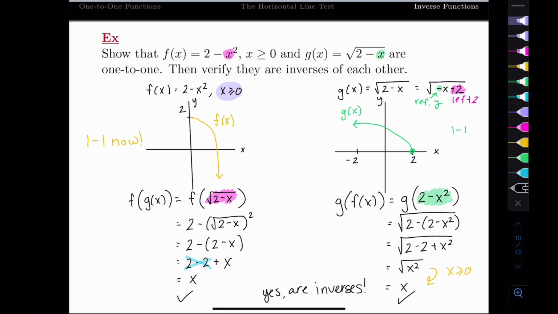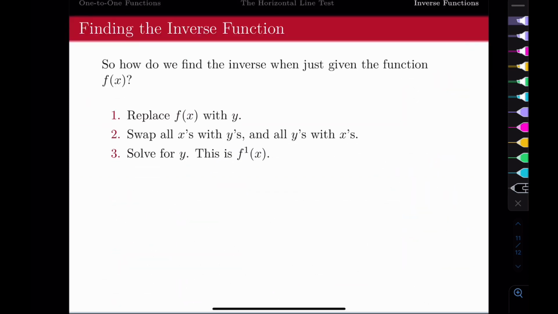Okay. All right. So now what do we do if I just give you an expression for my function f? How can I possibly go about finding the expression for the inverse? Okay. And this is where we use this definition to do that. So the very first thing we do is this f of x just means the y values equal this expression. So I'm going to replace this f of x with y.